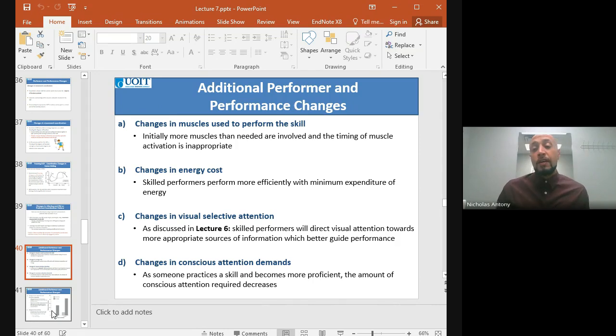Other things that we have noticed over time. Changes in muscles used. Sometimes they use EMG tests. You can use EMG to assess which muscles are being utilized. Over time, we may notice that there's more efficiency in the number of muscles used, that there's less activation, and therefore that would relate to changes in energy cost. Can you think of a skill where initially when you're learning, it's very tiring, and then as you get better and better, it becomes less tiring? I'm trying to think.